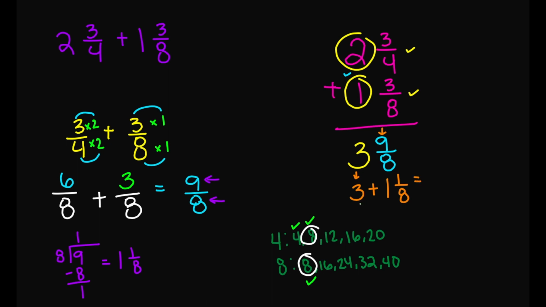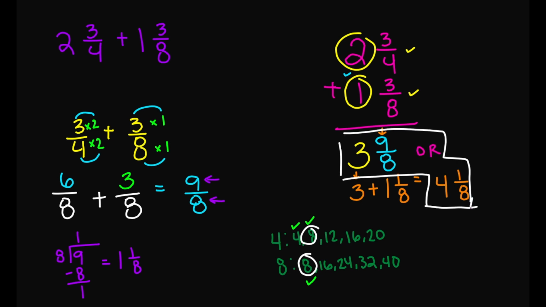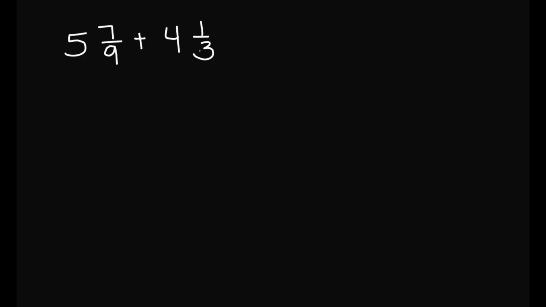Remember, we add our whole numbers, so 3 plus 1 is going to equal 4, and then you're going to have 1 over 8 here. And this is your final answer here. Let's look at our next example here.